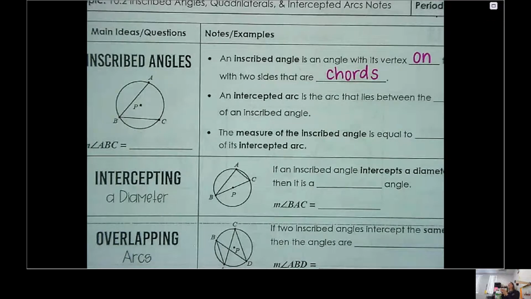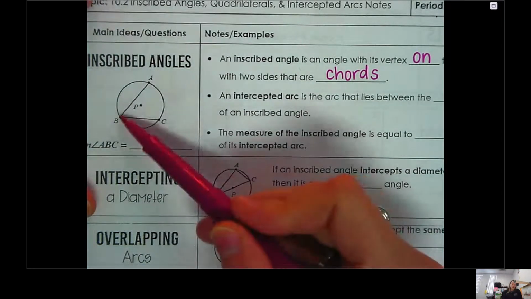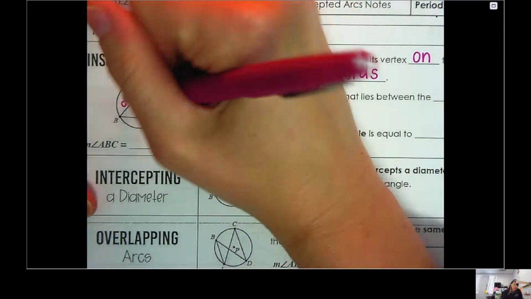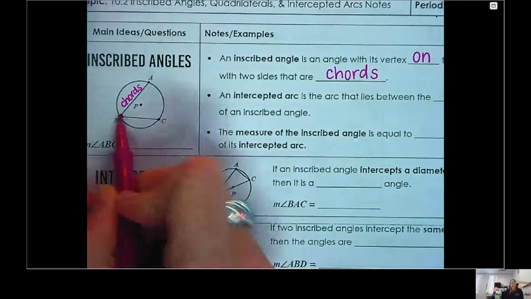center, right? And the two sides that made it up were the radius. This time, these side lengths are called chords. And the vertex is on the edge of the circle.